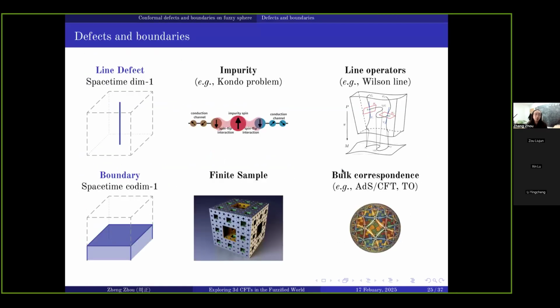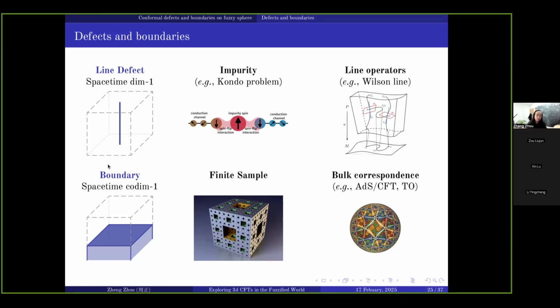Defects and boundaries are very important objects in theoretical physics. For example, the line defect is a space-time dimension 1 object. It can correspond to impurities together with the time evolution direction, for example, the famous Kondo problem. In quantum field theories, it can also correspond to line operators. For example, the Wilson line or 't Hooft line in gauge theories are also line defects.